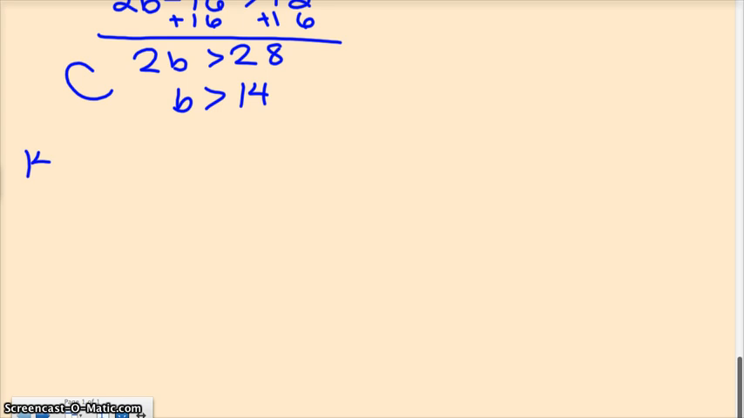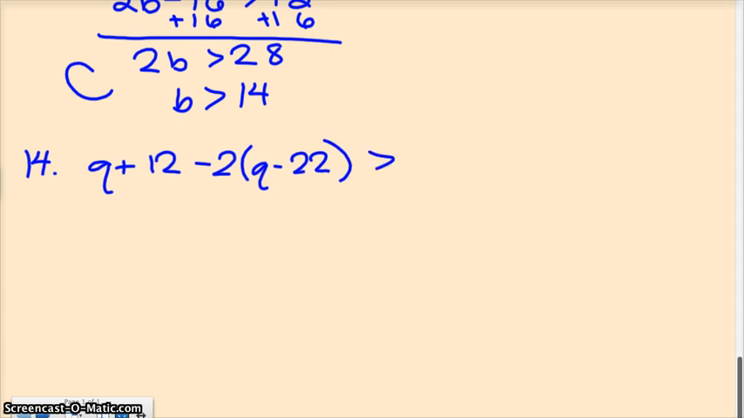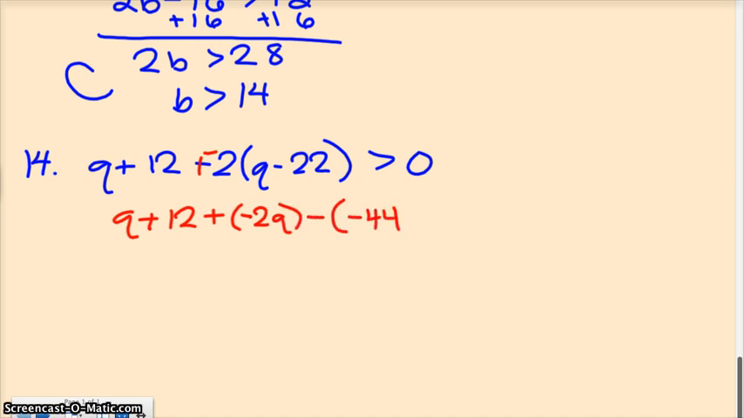14. q plus 12 minus 2 times q minus 22 is bigger than 0. I'm going to distribute. I'm really distributing this negative 2. So q plus 12 plus a negative 2q minus a negative 44 is bigger than 0. This negative 2 times q is this negative 2q. The minus came down. Negative 2 times 22 is this negative 44.